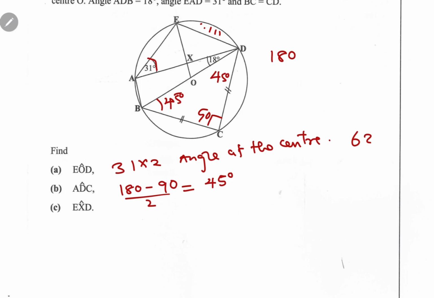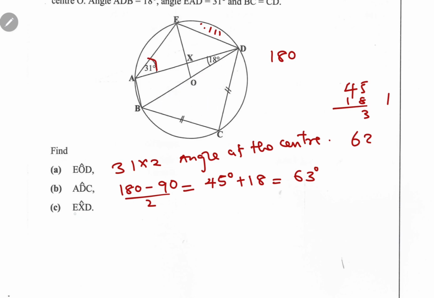Now you know that to have the whole of this angle, you need to add 18 and 45. So we are going to say plus 18, and this gives us 63 degrees. Just to confirm, 45 plus 18 gives us 63. Okay, 63. Then the last question, what are we finding?